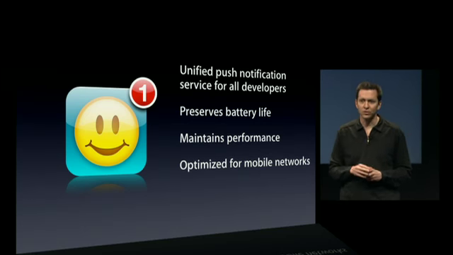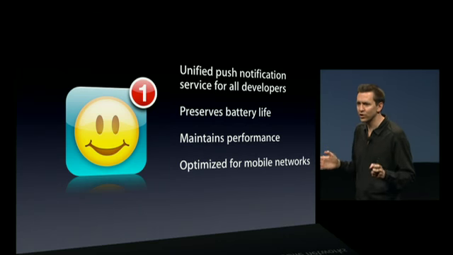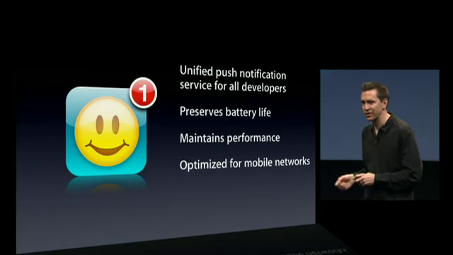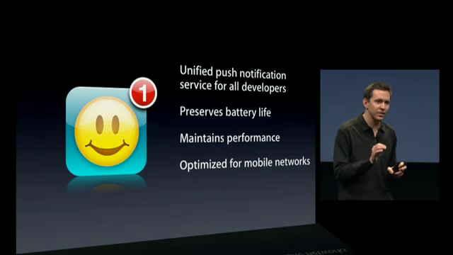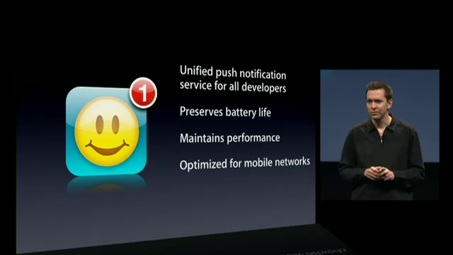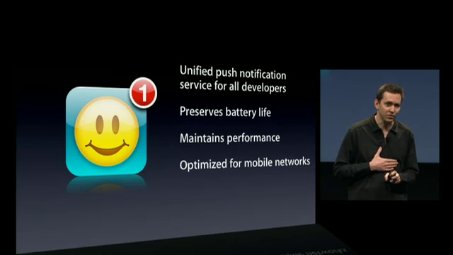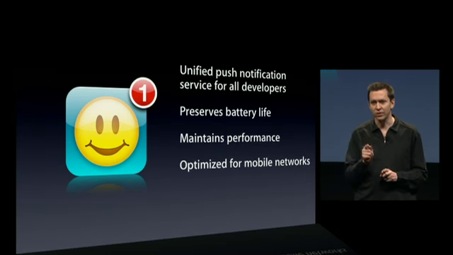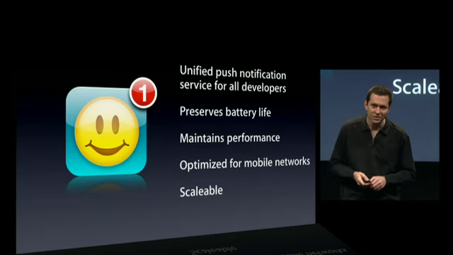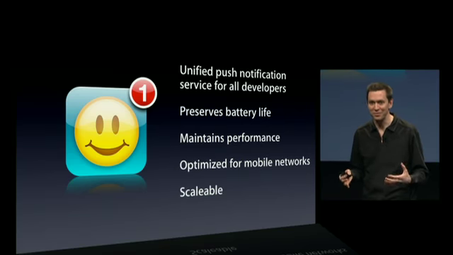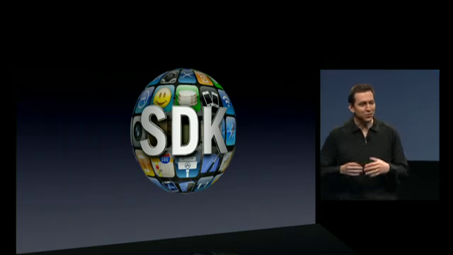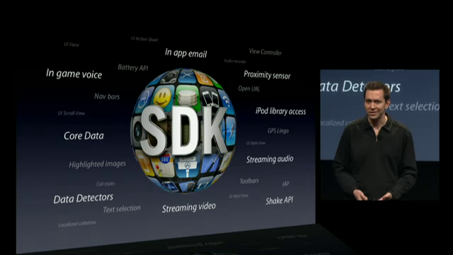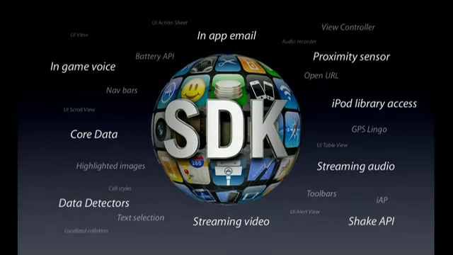Now, as Josh said earlier, we're in over 80 countries around the world this week. And that's with over 25 carriers. And every carrier has slightly different configurations of their networks. So we're doing all the hard work for you of making sure that we keep that persistent connection open to the phone so you don't have to. And it is now really scalable, and we're ready to go. So these are only a few of the more than 1,000 APIs that make up the SDK in iPhone 3.0.